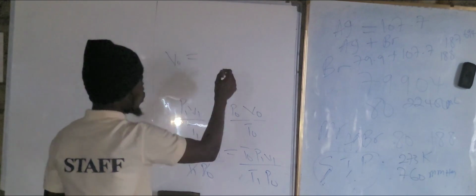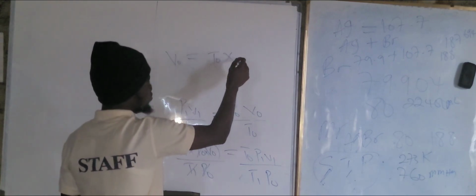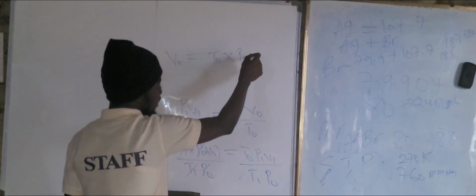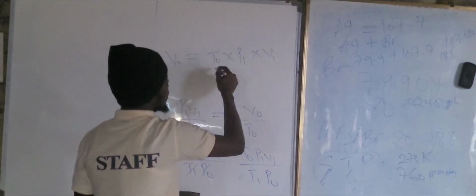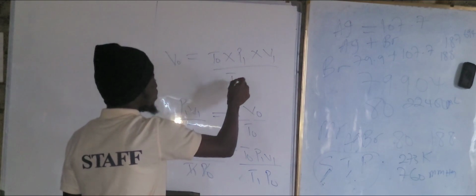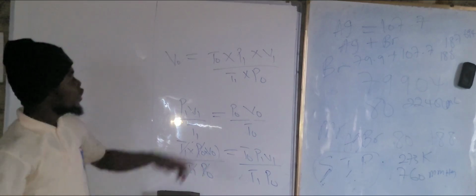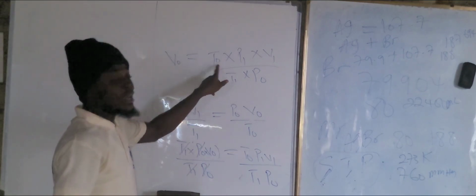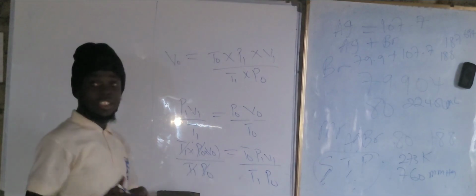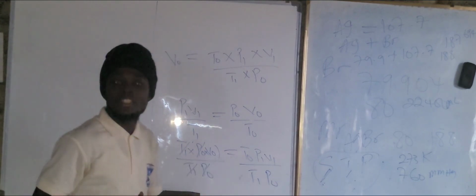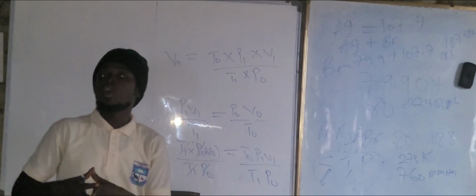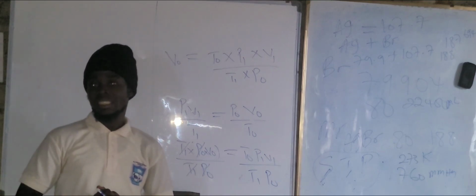V0 is equal to T0 multiplied by P1 multiplied by V1, all upon T1 multiplied by P0. Now, you know what this is? This is the volume at STP that you're trying to find out. After which you're going to find the mass of the nitrogen.